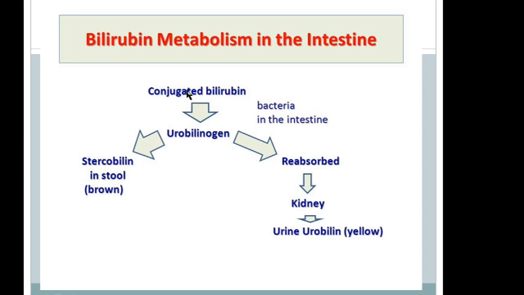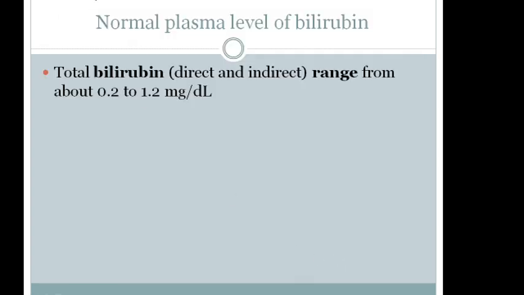In bilirubin metabolism, conjugated bilirubin is converted into urobilinogen via the bacteria in the intestine. Some is excreted in the stool, some is reabsorbed and excreted through the kidney in urine. It will convert into urobilin when it comes in contact with the air. Normal plasma level of total bilirubin is 0.2 to 1.2 milligram per deciliter. When it exceeds 1 milligram per deciliter, that is called hyperbilirubinemia. When it exceeds more than 2 milligram per deciliter, it is called jaundice.